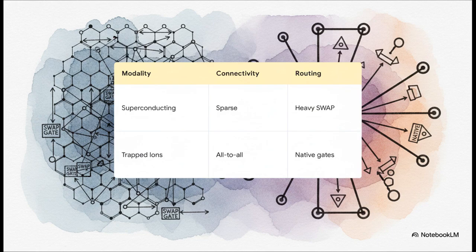If you're targeting superconducting qubits, you're dealing with sparse, nearest neighbor grids. The routing impact is massive. The compiler has to insert a heavy amount of swap gates just to get distant qubits to talk. But if you switch over to target trapped ions, you generally get all-to-all connectivity. That means way less swap overhead. However, the compiler now has to map to entirely different native gates with completely different execution speeds. The compiler isn't just translating your code anymore, it is acting as a fundamental defining part of the algorithm itself.